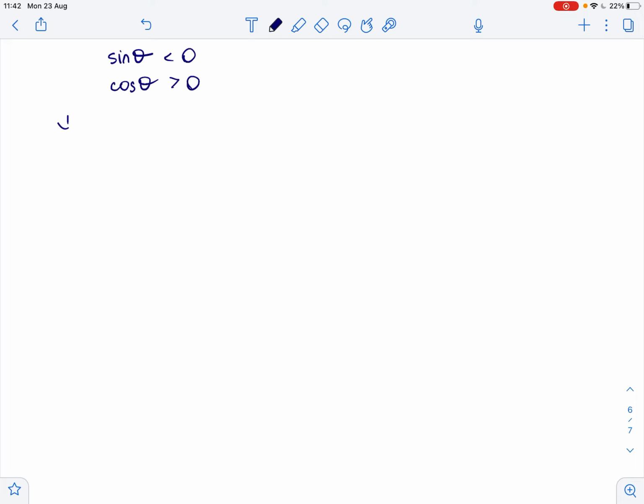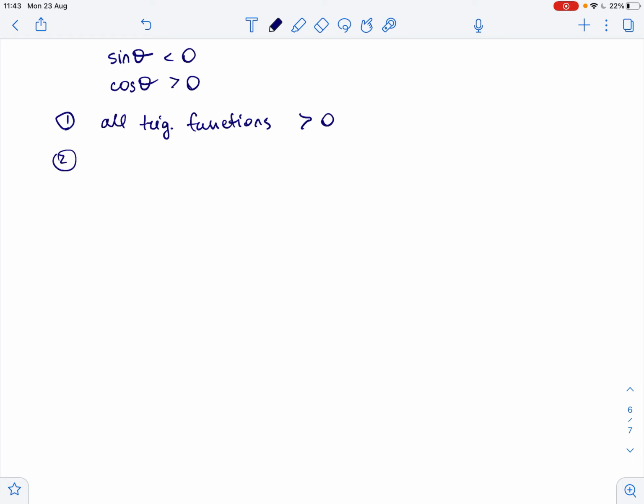So in the first quadrant, all trigonometric functions are positive. This means that it's not our case, because in our case sine of theta is negative, so it's not the first quadrant. Now, second quadrant.